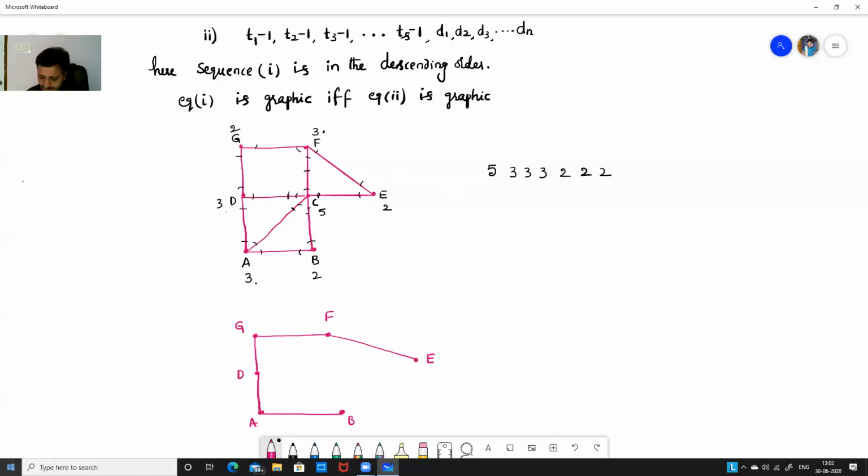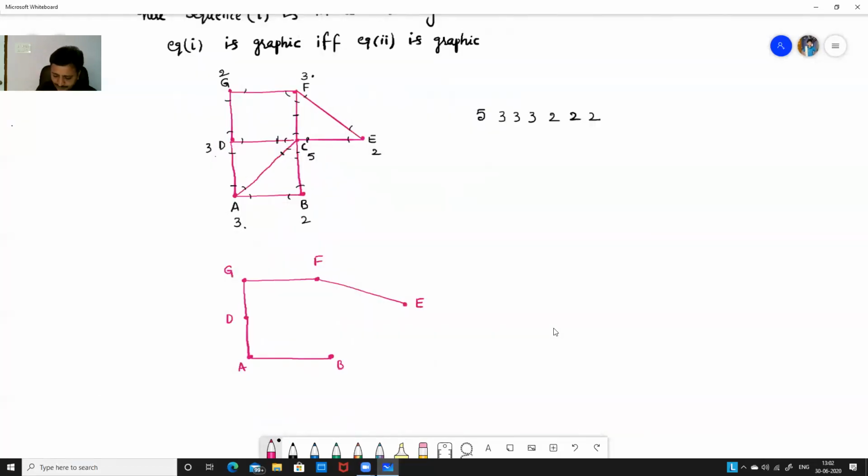After removing, what is the degree sequence for this one? Degree of A is equal to 2. Degree of B, which is a pendant vertex, is 1. Degree of D is 2. Degree of G is also 2. Degree of F is 2. Degree of E is only 1. Just write in the descending order. What will we get? We get 2, 2, 2, 2: 4 times 2, and then 1, 1.